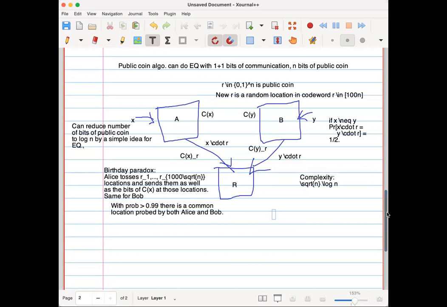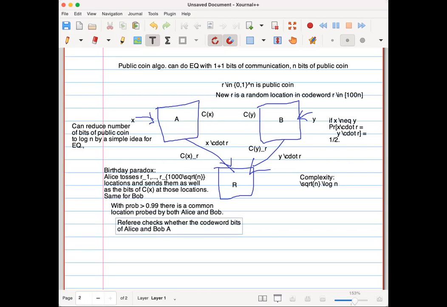So Alice and Bob essentially send the list of samples that they have drawn to the referee separately. There is no public coin anymore. They send them to the referee separately, and they also send the bits corresponding to these locations.